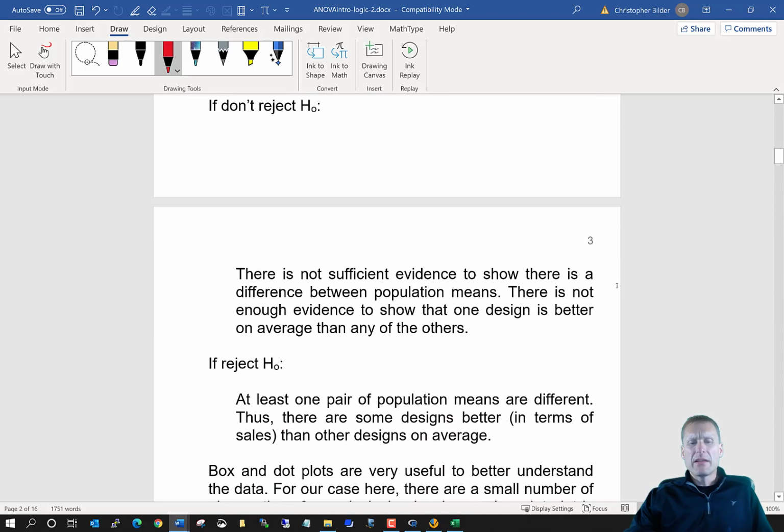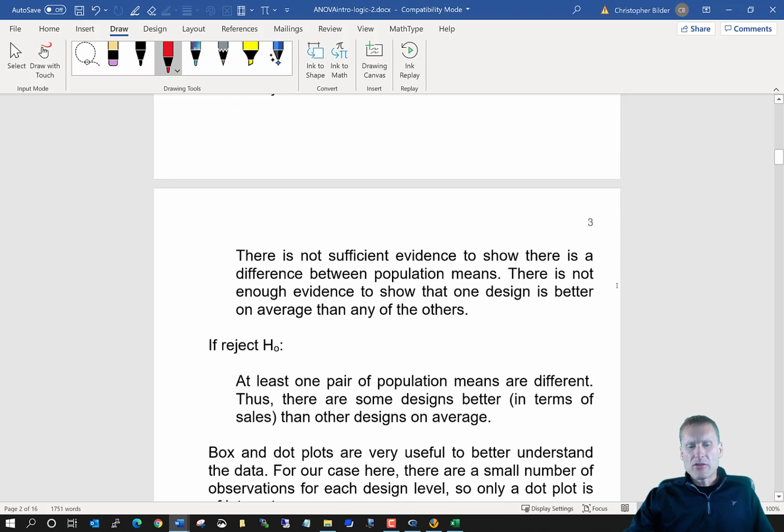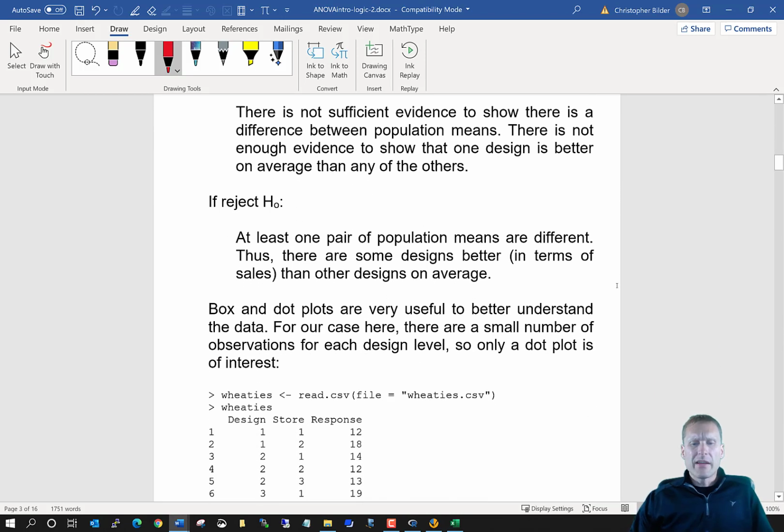Well, what does it mean in the context of this problem if we don't reject H0? Well, that says that there's not sufficient evidence to show that there's a difference between population means. Meaning there's not enough evidence to show that one design is better on average than others. They may be, yes, but at least from the information that we have actually observed in our sample, we can't say that one is necessarily better than the other.